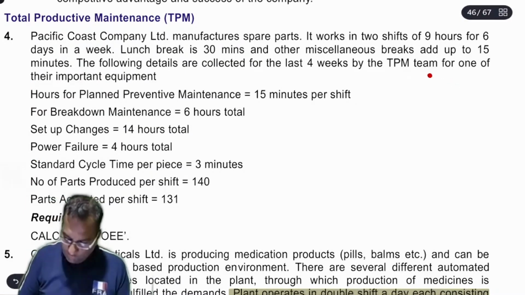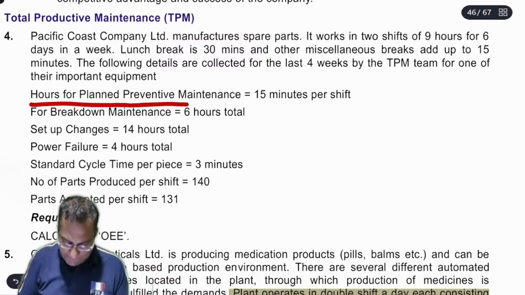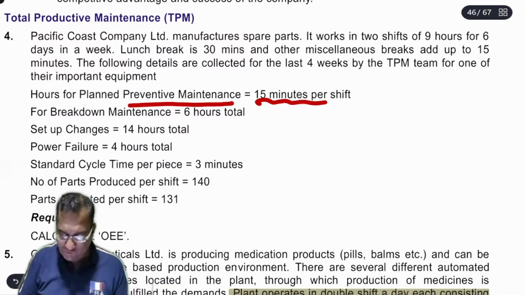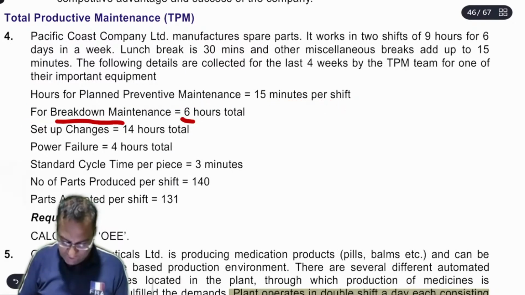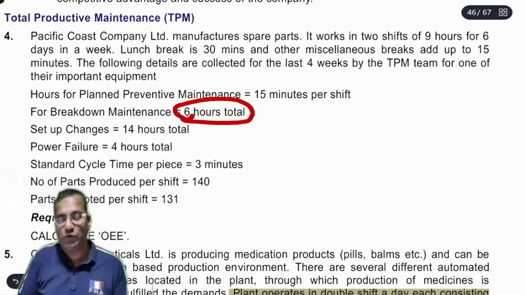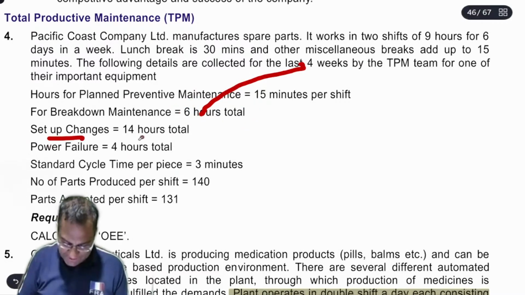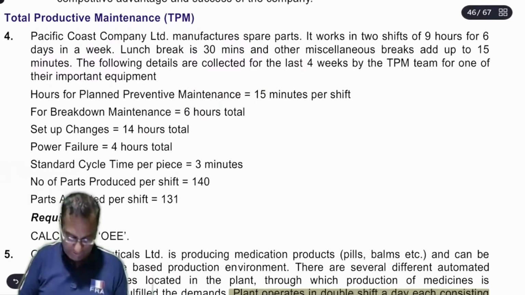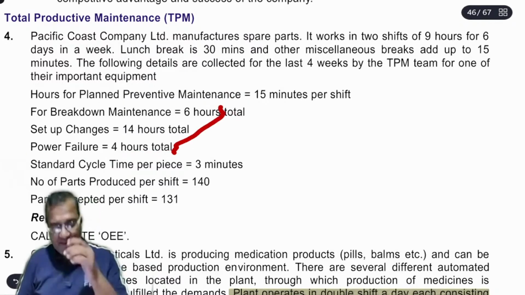Okay, for one of the important equipment, the time for plant preventive maintenance is 15 minutes per shift. For breakdown maintenance, 6 hours total. The word total indicates that it is the total for the 4-week period. Setup changes also, 14 hours total. Power failure, 4 hours total. So these 3 together will make up the abnormal idle time.